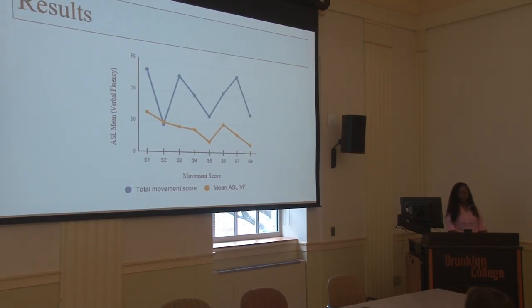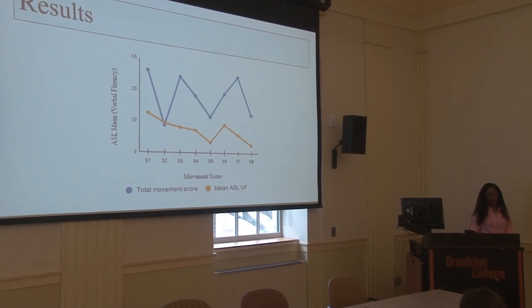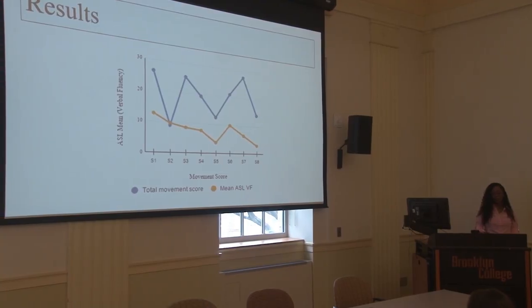So, based on the graph, the y-axis shows the score, and the x-axis represents the number of participants. The blue bar represents the total movement scores, and the orange bar represents the ASL verbal fluency score. We can see that there is a weak correlation between the ASL verbal fluency and the movement score. This means that participants with higher memory movement scores do not consistently have high ASL verbal fluency scores.